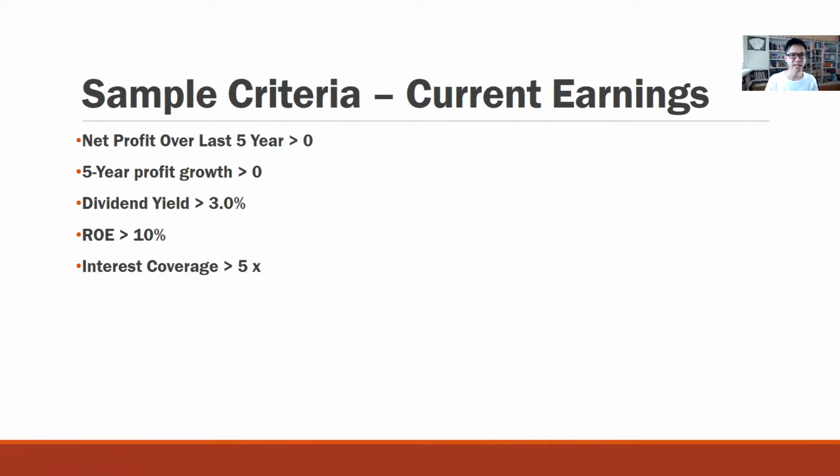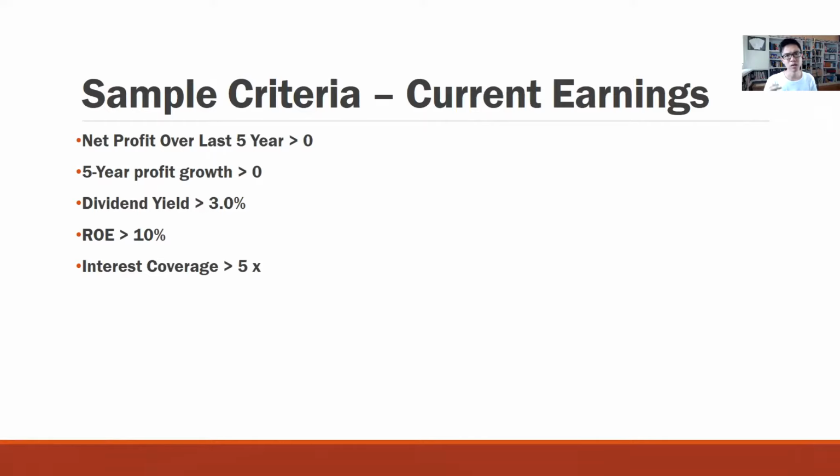If you're a dividend investor, you want them to have some dividend yield. So putting in a dividend yield requirement is good. Return on equity, you want it to be at least stable, or at least within a certain range, say 10%, to make sure that they are quite a stable company that's able to generate profit from itself.